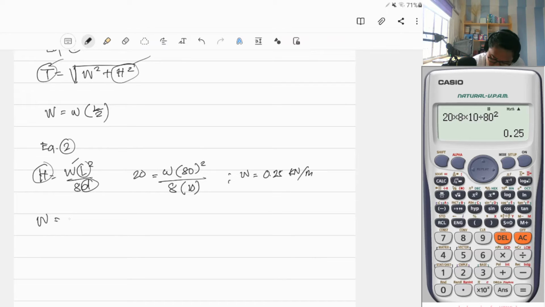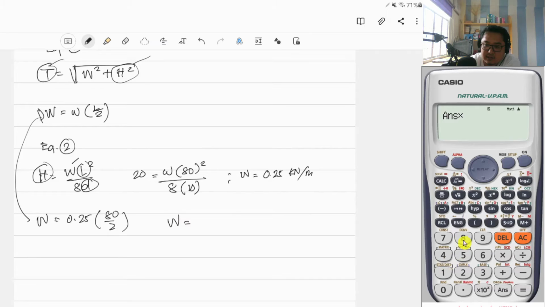So w is 0.25. From this formula, times 80 over 2. So big W is equal to 0.25 times 80 divided by 2. That is 10. The unit is kilonewton. It's already a weight.